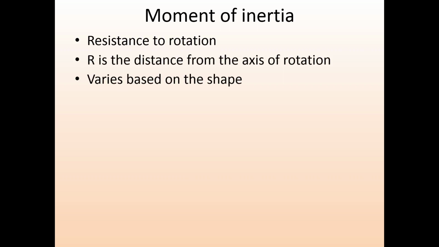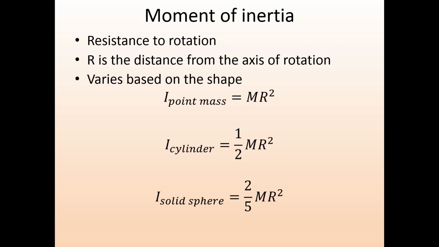This is called moment of inertia, resistance to rotation. Just like inertia, mass is also a factor in the moment of inertia. However, since it is about the resistance to rotation, it also depends on the radius or distance from the axis of rotation. Lastly, moment of inertia varies based on shape. Listed below are a few examples, but are not a complete list.